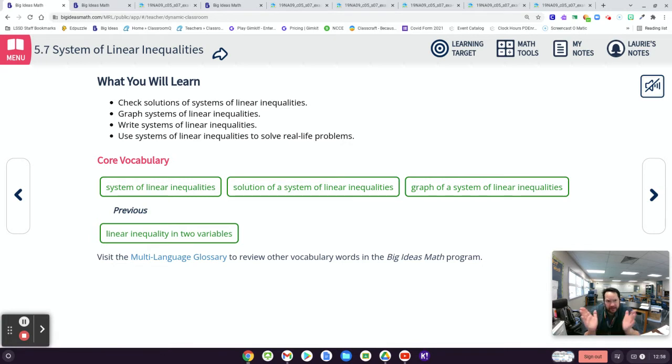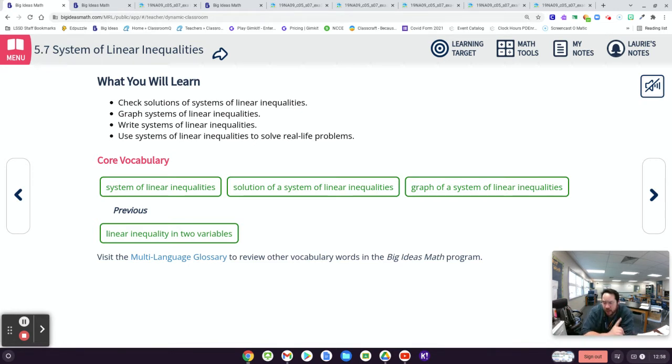So when we're solving systems of equations, you have two lines and you look for the point of intersection. When you have a system of linear inequalities, you're going to have one graph that's been shaded on half, and then another graph that's been shaded on half. The solution is the overlapped shaded area. It's all the points in the overlapped shaded area. So that's what we're going to do here.